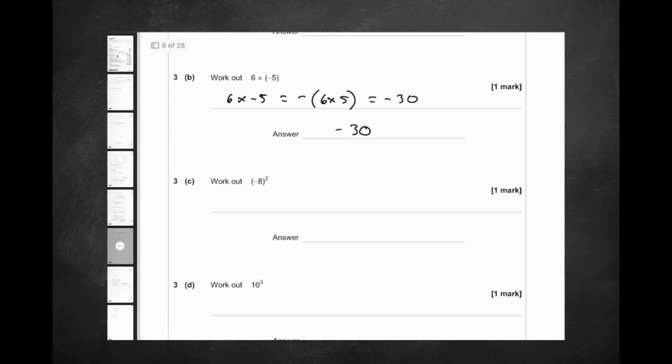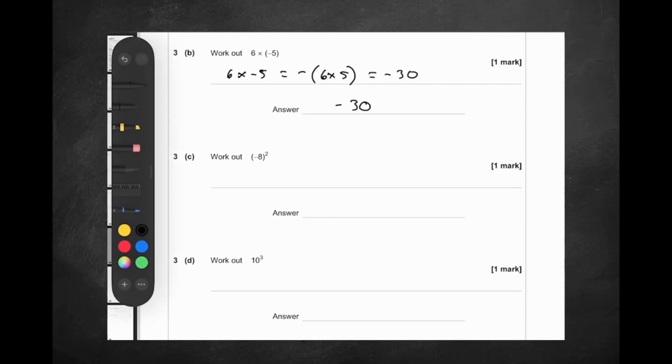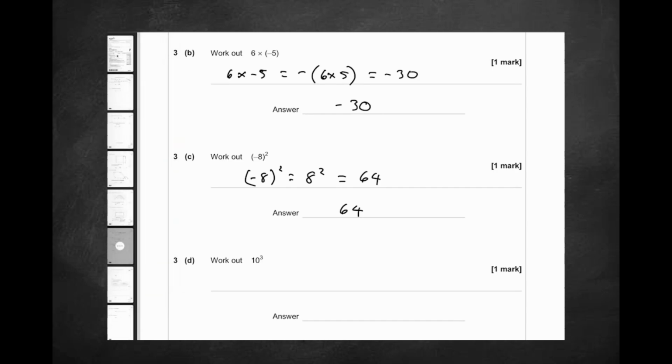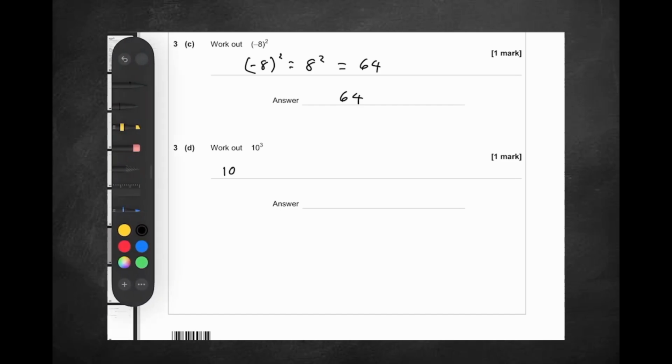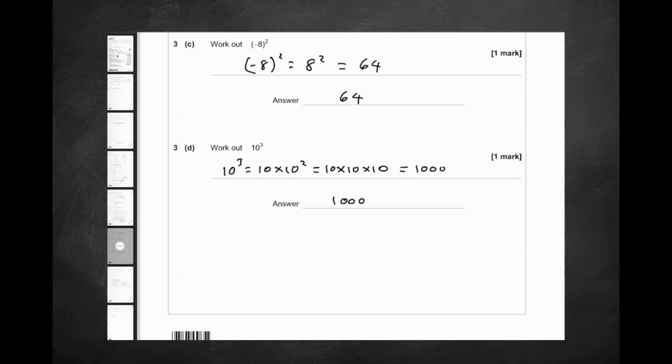And part C, minus 8 squared is going to be the same as 8 squared, which is 64, by definition of minuses timesing by themselves, getting rid of both the negatives, cancelling each other out. And part D, work out 10 to the power 3. So 10 to the power 3 is the same as saying 10 times 10 times 10, which is just 1,000. 3 zeros. And we'll move on.